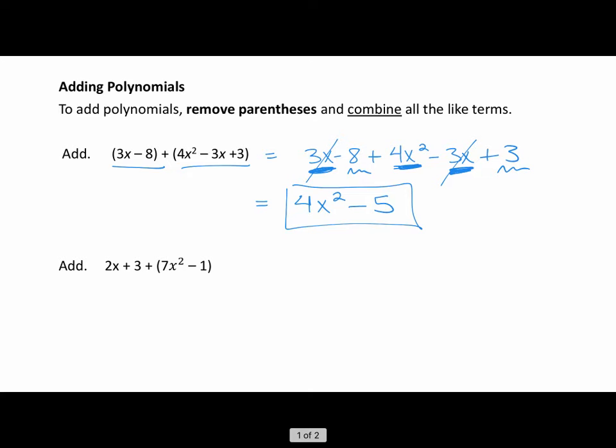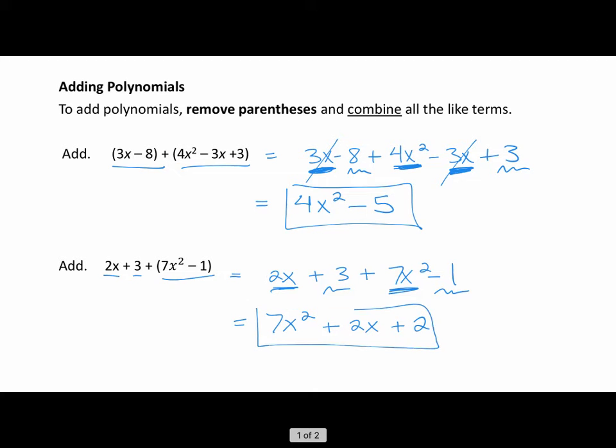Our second example, we've got 3 polynomials. So the first is just 2x and 3, and then we want to remove the parentheses, 7x squared minus 1. Now combine any like terms that we have. So let's start with the highest degree, x squared. No like terms, so remains the same. Then x, no like terms, remains the same. And our constant term, 3 plus negative 1, so that's a positive 2 altogether.